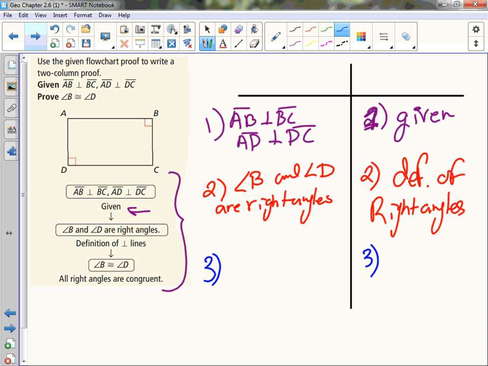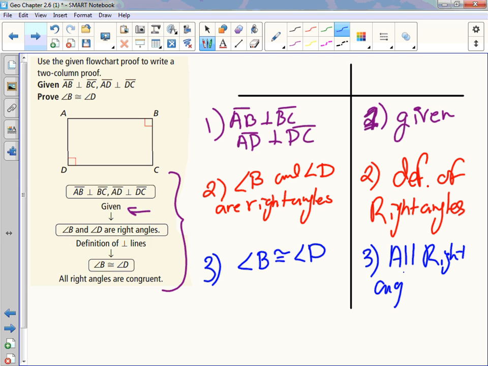What would you fill in as the third step? Angle B is congruent to angle D. All right angles are congruent. And that's what they used on the last one also. That's why they could skip that in-between step that we did, just using all right angles are congruent. And we stepped it out. We said that they were equal.